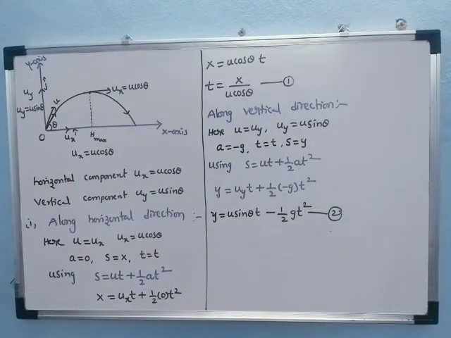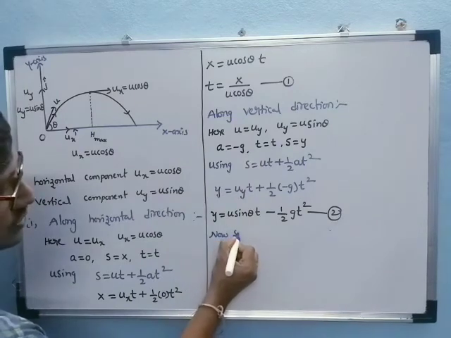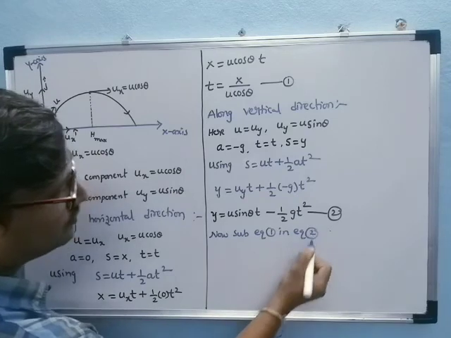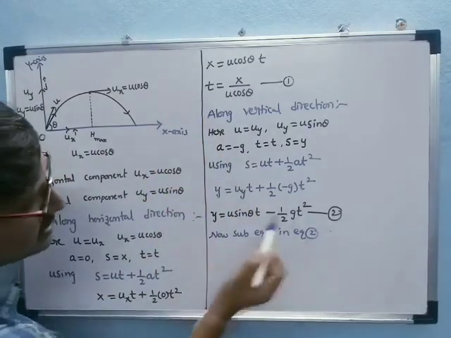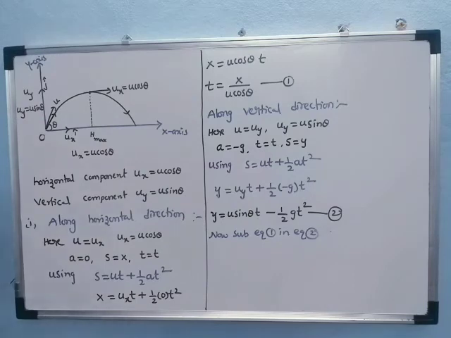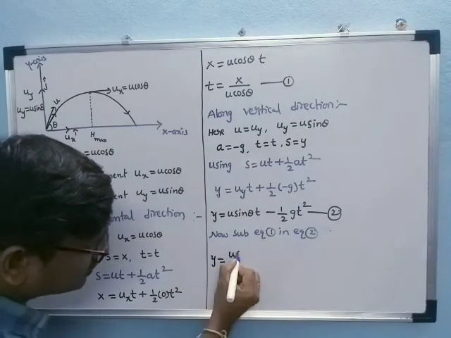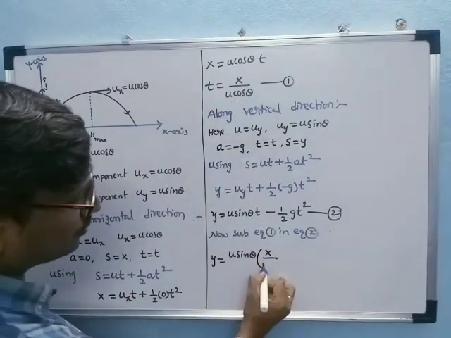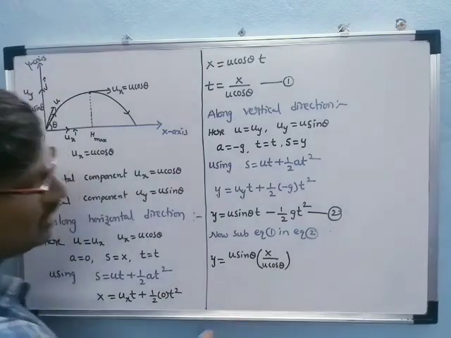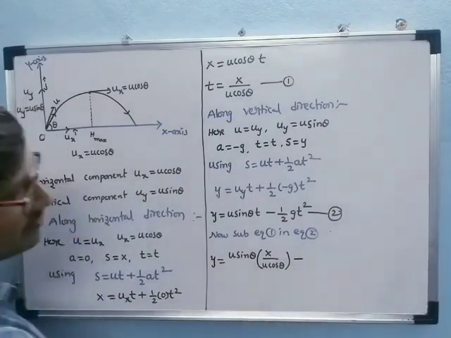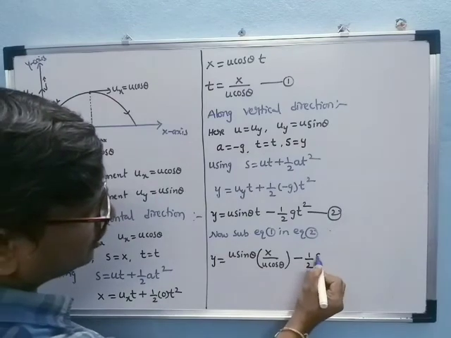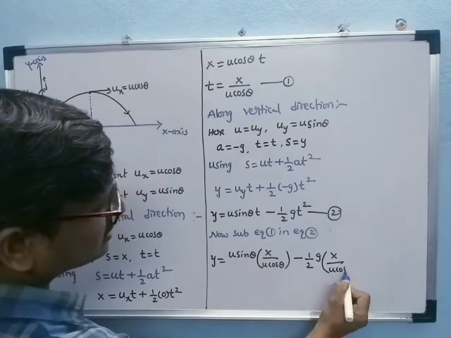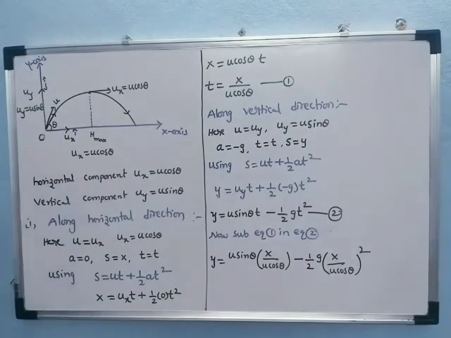Now substitute equation 1 in equation number 2. See, this t value we can write in place. See what we are getting in the next step. y is equal to u sin theta into t, t is equal to x by u cos theta, minus 1 by 2 into g, t square means x by u cos theta whole square.